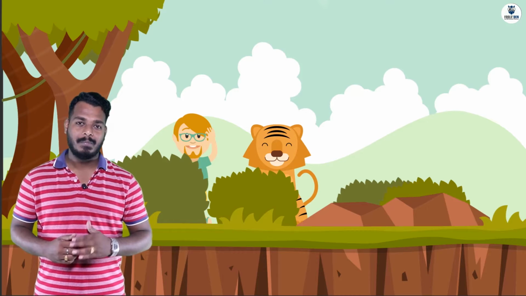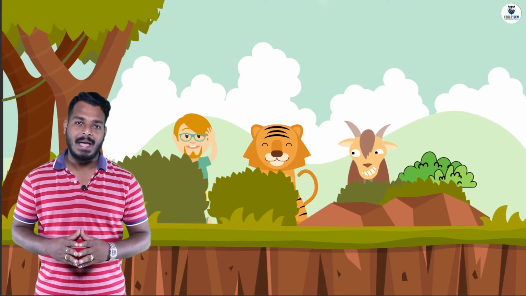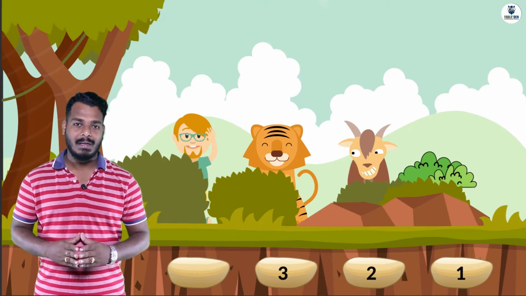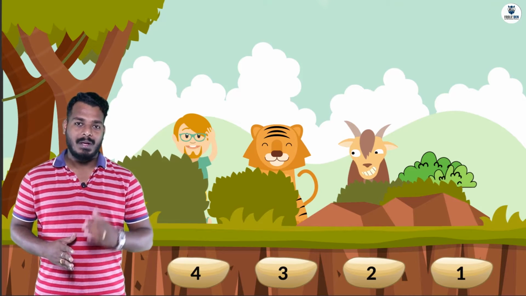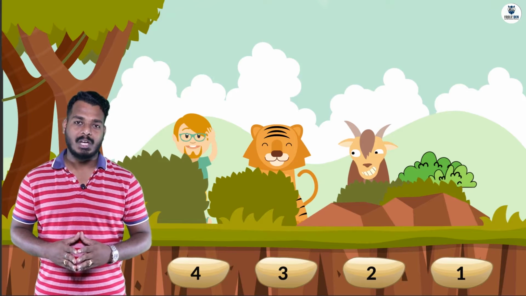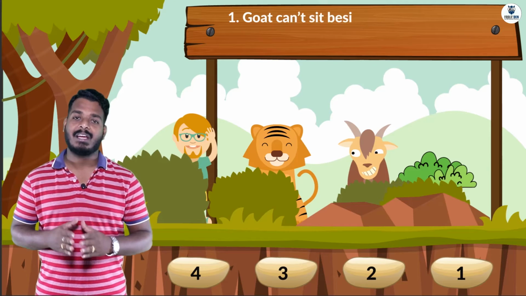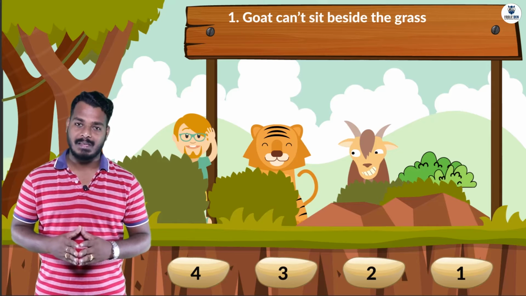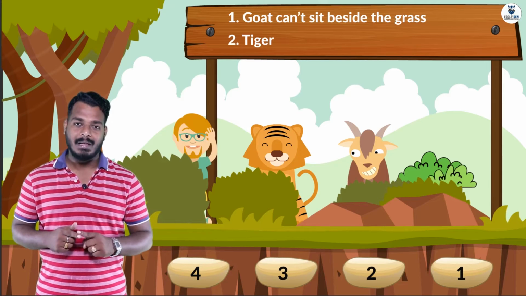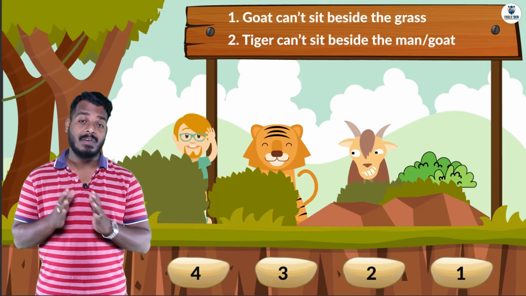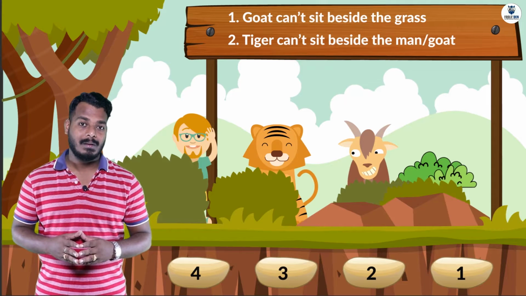We have a man, a tiger, a goat and some grass. And there are 4 seats, 1, 2, 3 and 4. Now these 4 people or 4 things are to be placed on these 4 seats, keeping certain conditions in mind. Condition number 1, the goat cannot sit beside the grass because it will eat away the grass. Condition number 2, the tiger cannot sit beside the man or the goat because it will eat away both of them.